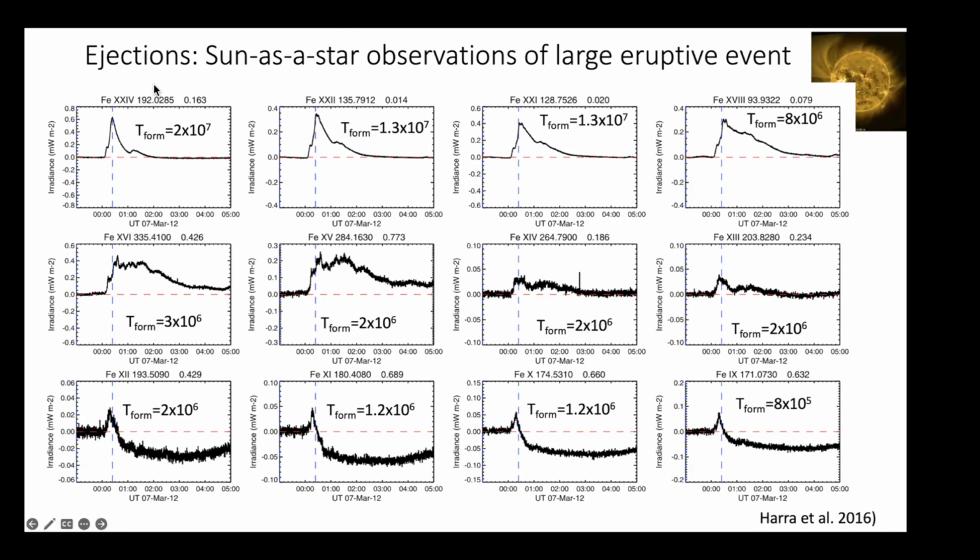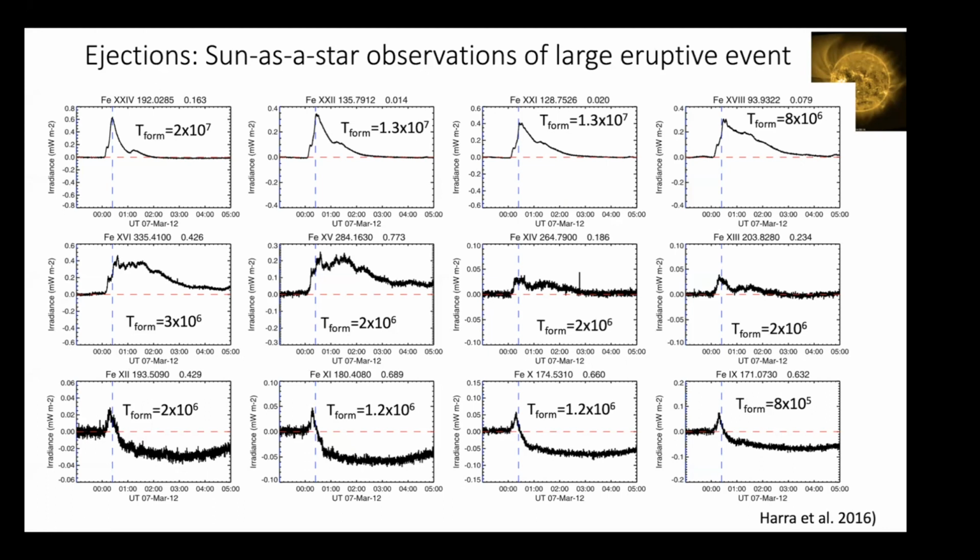And it's become very fashionable these days to investigate evidence for stellar coronal mass ejections because of their more obvious connection to space weather and habitability in planetary systems. This is a panel showing sun-as-a-star observations of a large eruptive event. And there's a lot of information in here, and I'm going to try to distill it rather quickly.